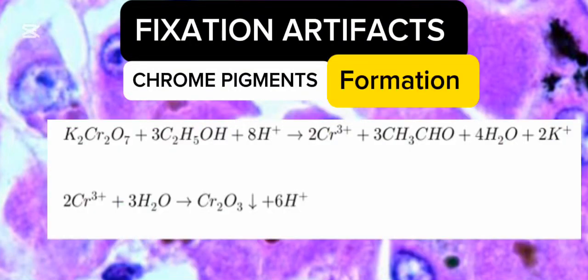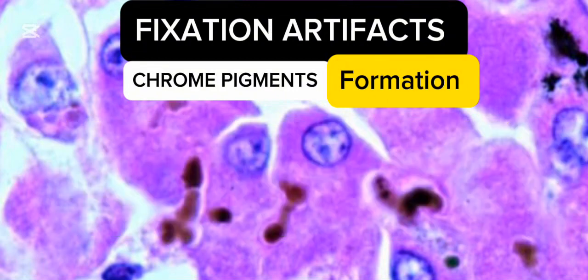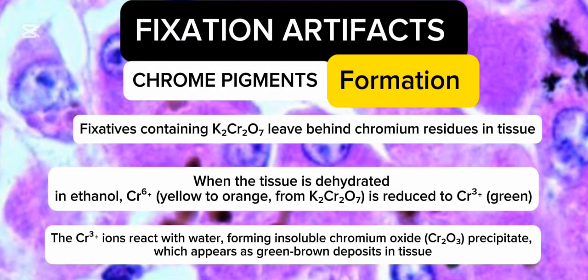In terms of formation process, one, we have potassium dichromate, whereby fixatives containing potassium dichromate are used to preserve tissue, particularly for studying certain cell types, for example, adrenal glands or chromaffin cells. So potassium dichromate leaves chromium residues in tissue.